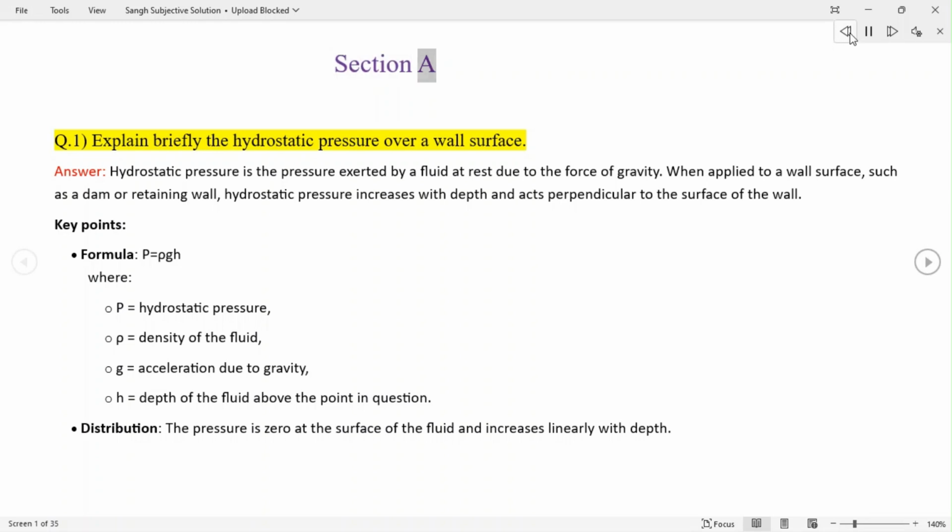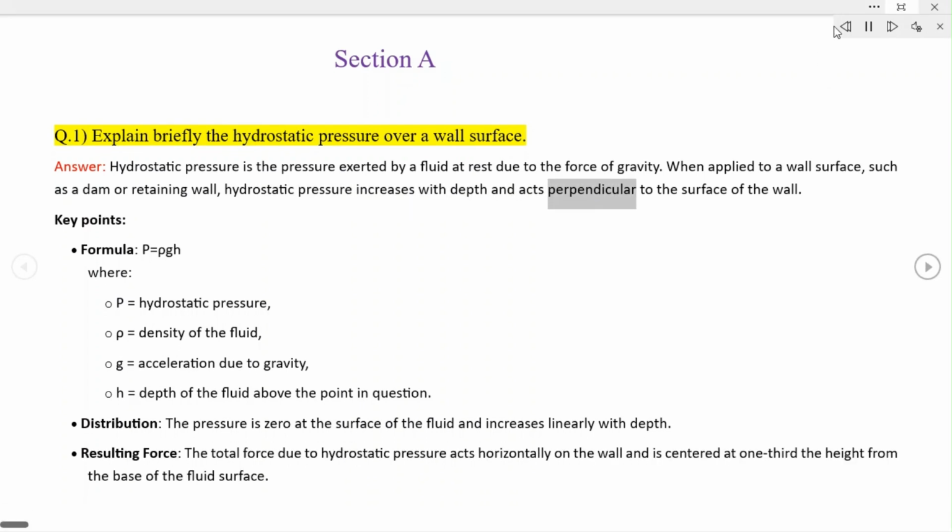Section A. 1. Quetzal, explain briefly the hydrostatic pressure over a wall surface. Answer: hydrostatic pressure is the pressure exerted by a fluid at rest due to the force of gravity. When applied to a wall surface, such as a dam or retaining wall, hydrostatic pressure increases with depth and acts perpendicular to the surface of the wall.